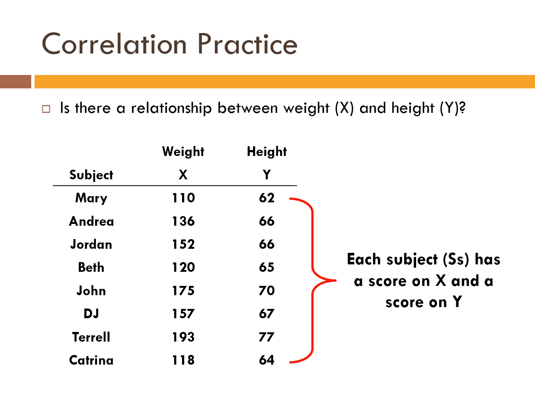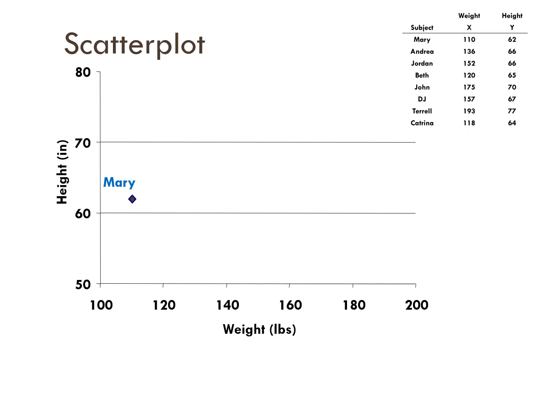So first, we're going to do that scatter plot. It's important to note here that every subject has both a score on weight and height, so we can include every subject in our correlation analysis. So we go to our scatter plot and we take each point of data and we put it on with weight along the x-axis and height along the y-axis. X is always the horizontal and y is always the vertical axis.